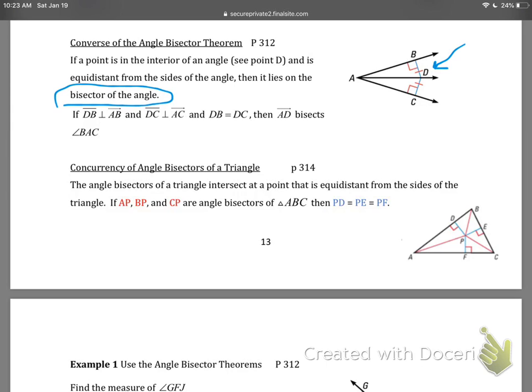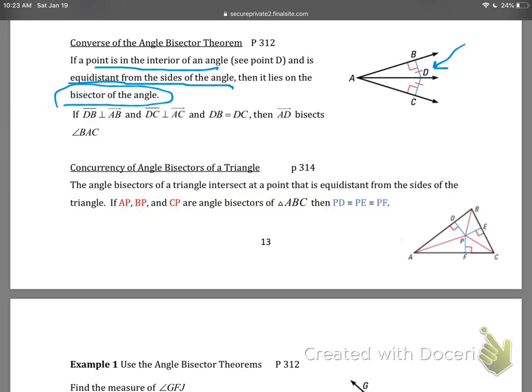So let's see what has to happen. The point has to be in the interior of an angle, and it has to be equidistant from the two sides of the angle. So you have two things happening, really three things, if you think that it has to be equidistant from B and equidistant from C. If those things happen, then I know that this point D lies on the bisector of angle BAC. So go back and make sure that makes sense to you.